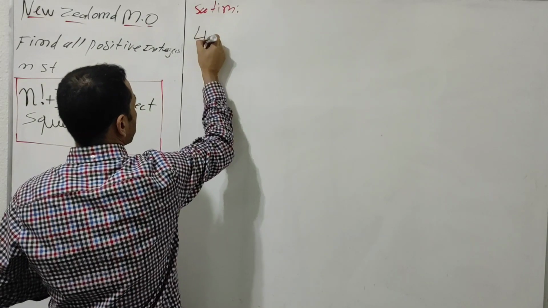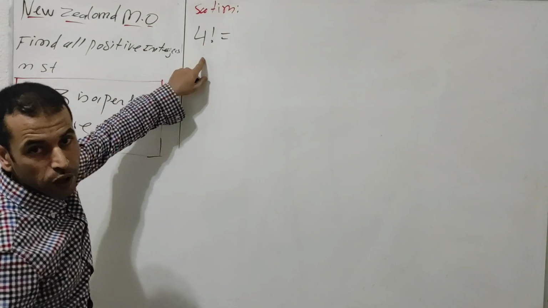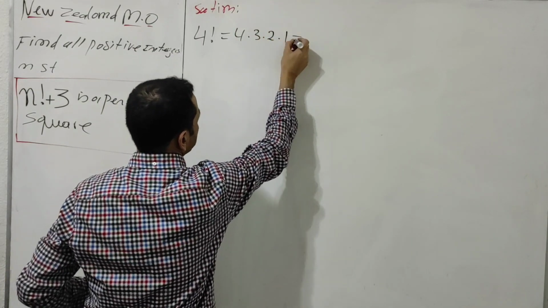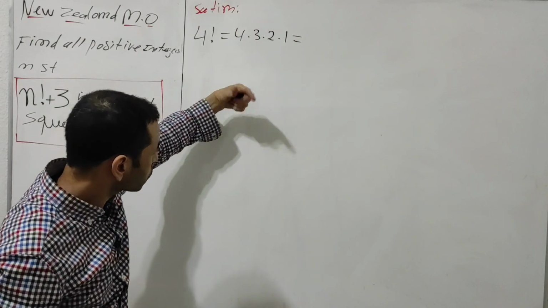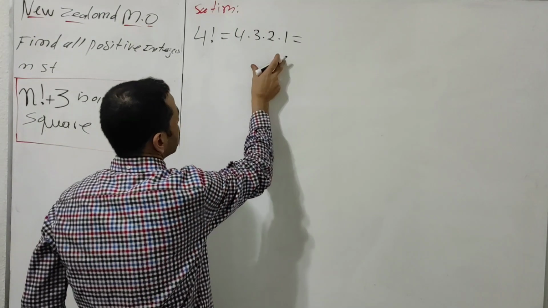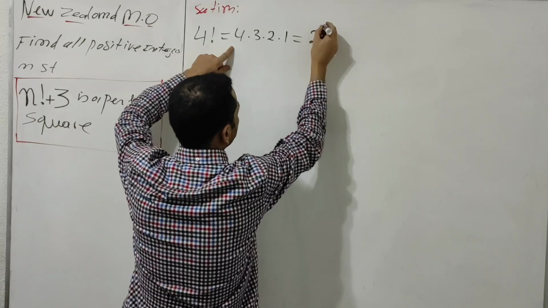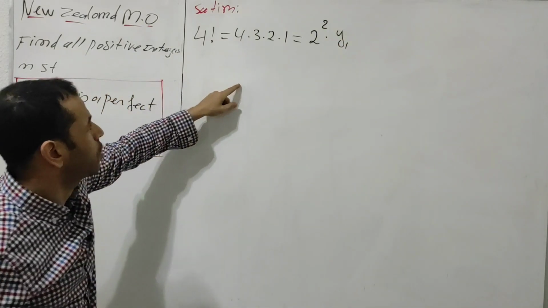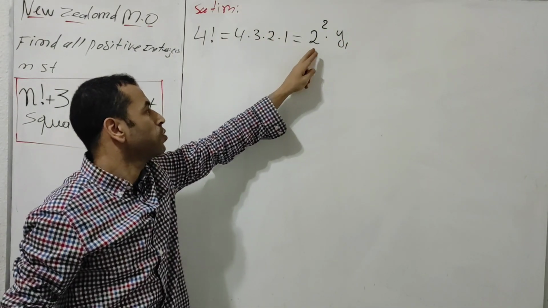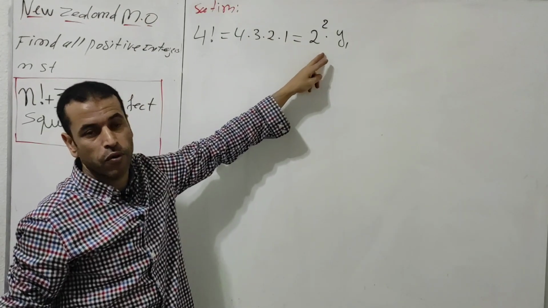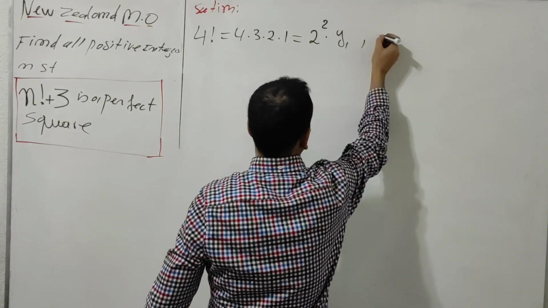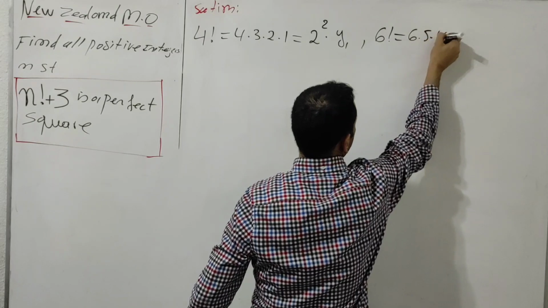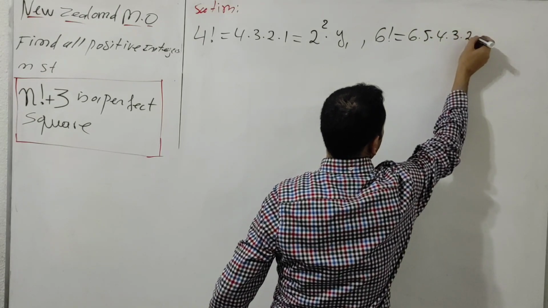Let's check 4 factorial. 4 factorial gives us 4 multiplied by 3 multiplied by 2 multiplied by 1. I'm going to transform this into the form of a square. Let's take the number 4, which is 2 squared, multiplied by y1, for example. I don't care about the other terms; I'm taking just 4 and making it a perfect square. Now let's check 6 factorial. 6 factorial is 6 multiplied by 5 multiplied by 4 multiplied by 3 multiplied by 2, and so on.